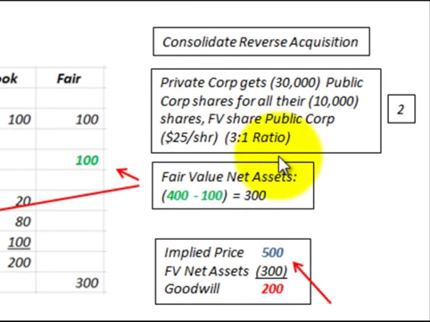So looking up at our example here, this private corporation is going to get 30,000 shares of the public corporation stock, and the private corporation is going to give the public corporation their total number of shares that they have here of 10,000 shares. And the fair value of the share for the public corporation at this time would be $25 per share.